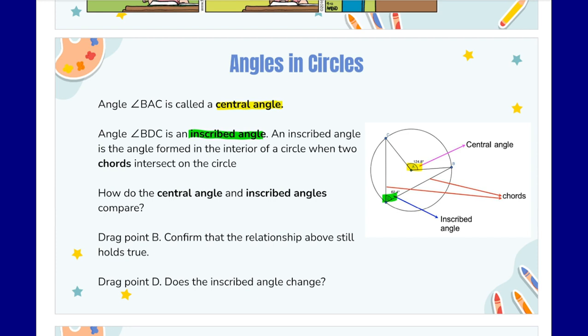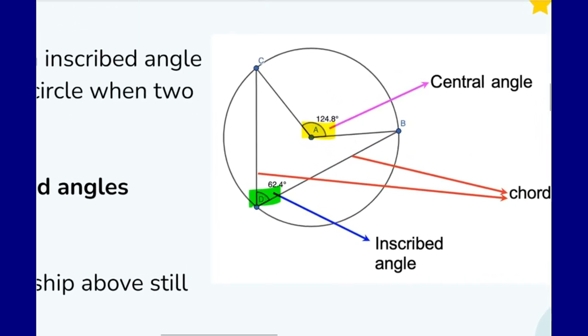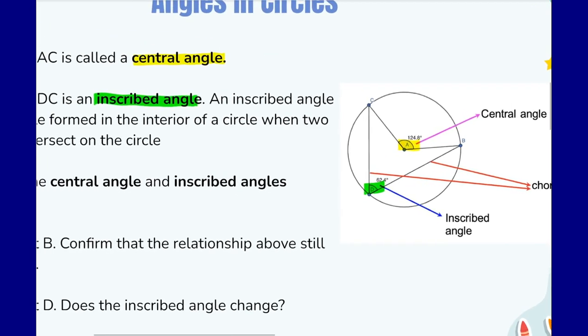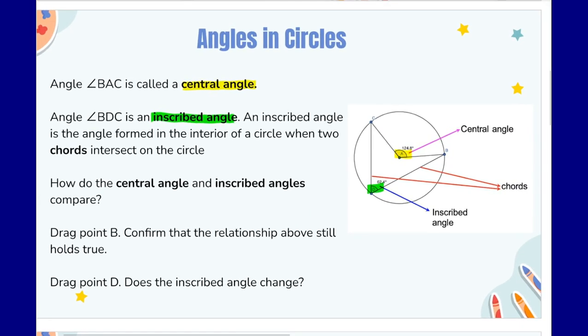And now, how do the central angle and the inscribed angle compare? So we'll zoom in, you can see how they compare. How do these two angles, A and D, how do they relate? Take a look at them. Well, by looking at this picture, it looks like the central angle is double, or 2 times, the inscribed angle.